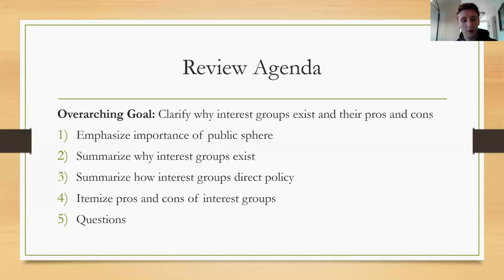So in this review, I'm going to talk about the things listed on the board. We're going to emphasize the importance of the public sphere. I know it's a really simple term. I just want to go over it very briefly and why I had you do such easy vocab. I'm going to summarize why interest groups exist, why we have these, and why it's kind of inescapable. We're going to talk about how they direct policy, make sure everyone's clear on what exactly they do and why they are so effective.